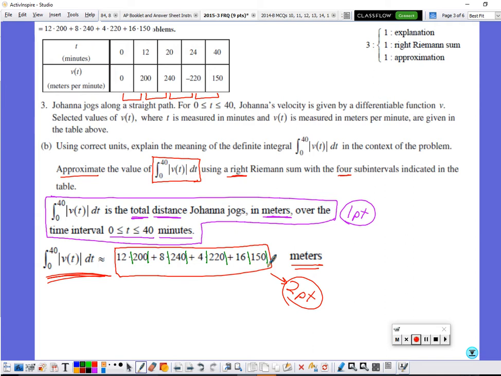What if you only did it over the 240? Oh, that would be fine as well. So like you've got 200, 240, absolute value, negative 220, and then 150. They'll give you that. That's fine.